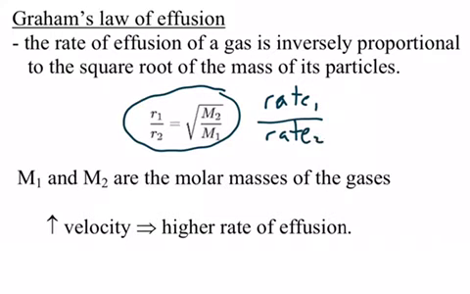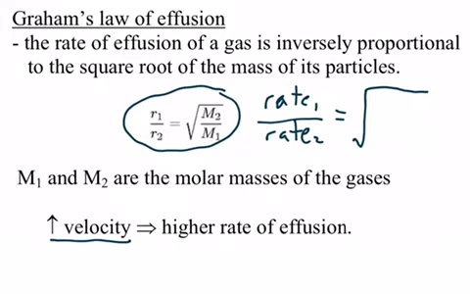We're going to compare the rates of one gas versus the other, and when you compare them, you're going to learn that the lighter gases tend to move faster. There's an inverse relationship between the molar mass of a gas and its velocity. So if you look at the bottom here, the faster that a gas moves, the higher the rate of effusion. And when you look at this ratio between the rate of gas 1 and the rate of gas 2, according to Graham's law, it is inversely proportional to the square root of the molar masses.